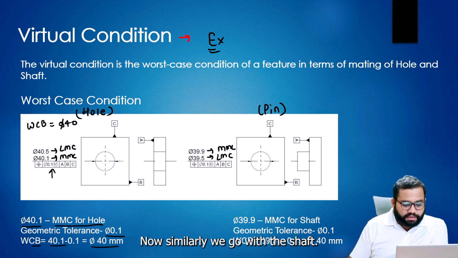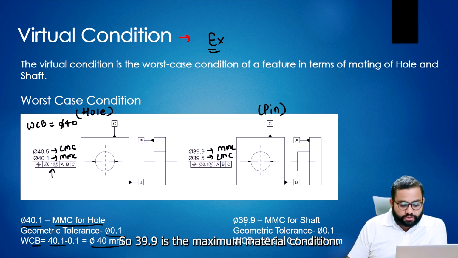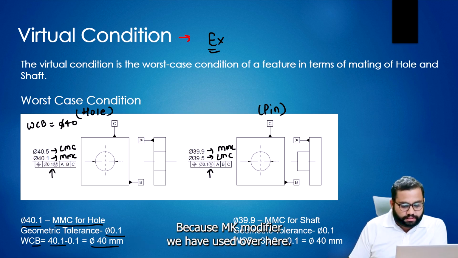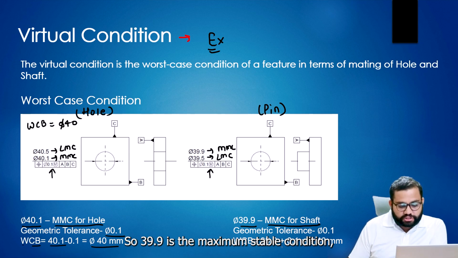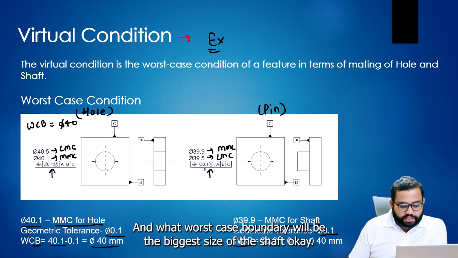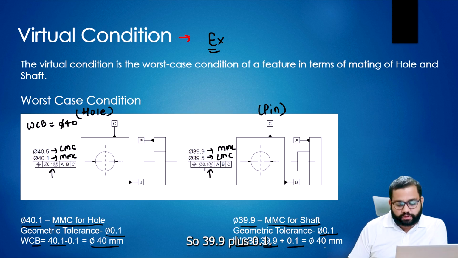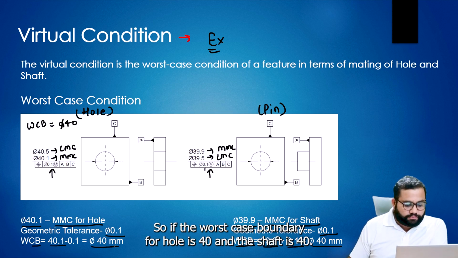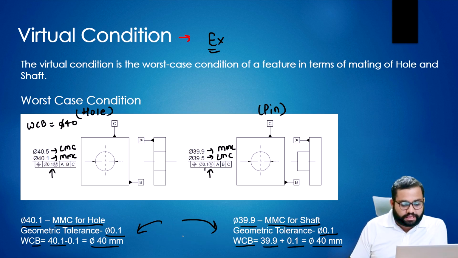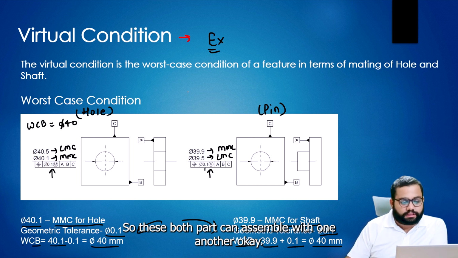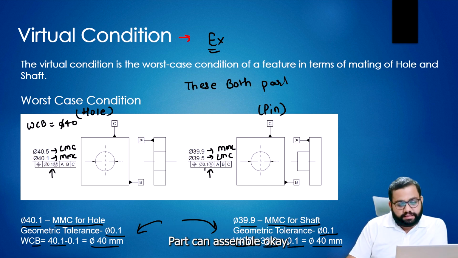Now, similarly, if we go with the shaft, 39.9 is the maximum material condition because we have used the MMC modifier here. 0.1 is the geometric tolerance value, and the worst case boundary will be the biggest size of the shaft. The largest size of the shaft will be the outer boundary, so 39.9 plus 0.1, which is diameter 40 mm. So if the worst case boundary for the hole is 40 mm and for the shaft is 40 mm, both parts can assemble with one another.